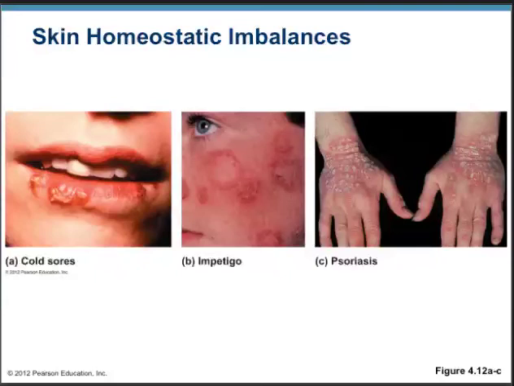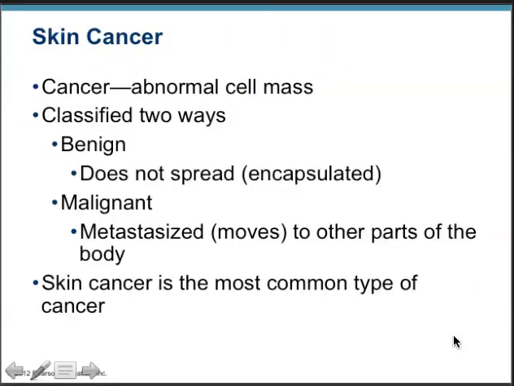The skin becomes reddened and cracked, and it can peel, and the cracks can go deep down into the integument, and the potential for infection then becomes obvious. Skin cancer is caused by a mutation in the genetic material that affects genes that control the rate of cell division. It's an abnormal mass that can be classified either as benign or malignant.